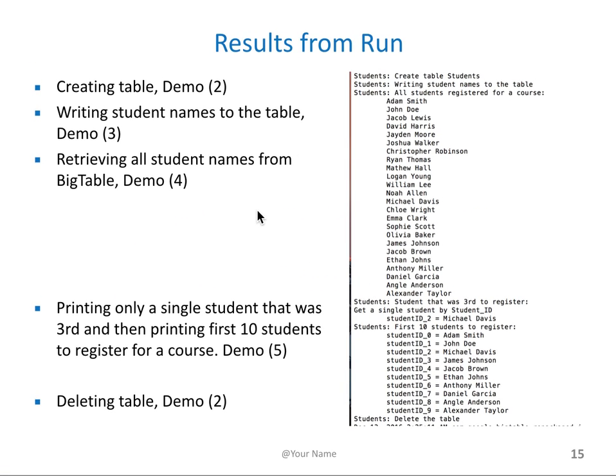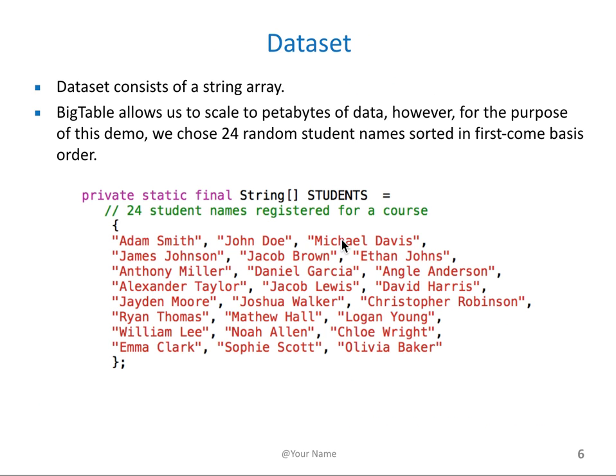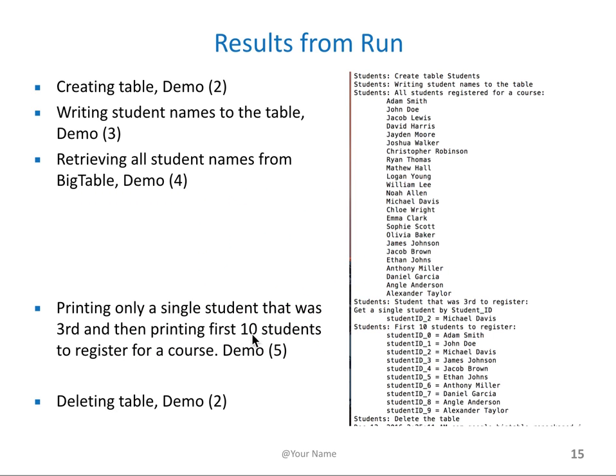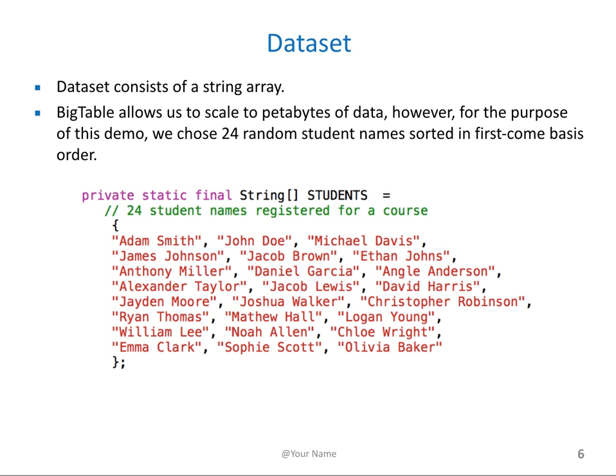So, results from our run. We have the created table students from our slide 2, writing students from our slide 3, and we retrieve all the names, which are not in order. At this point we can print only a single student that we want. Let's say it was the third one, student ID 2, Michael Davis. Let's check it quickly. Yeah, Michael Davis was third, 1, 2, 3. And then we can print the first 10 students: Adam Smith, John Doe, Michael Davis, etc.